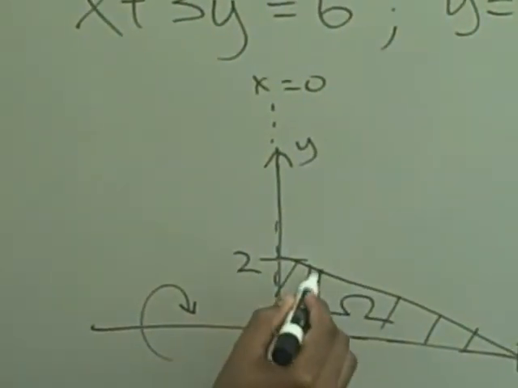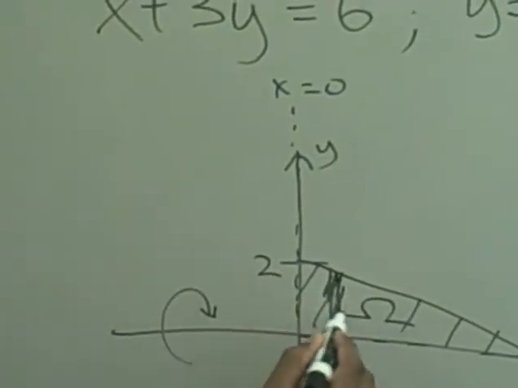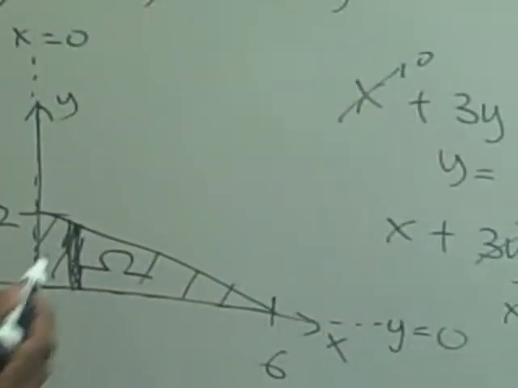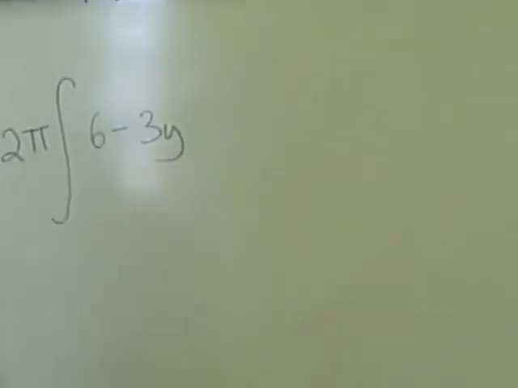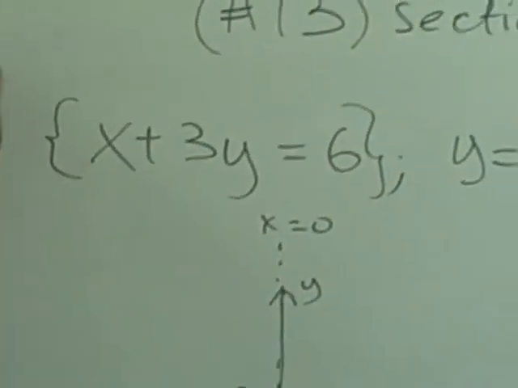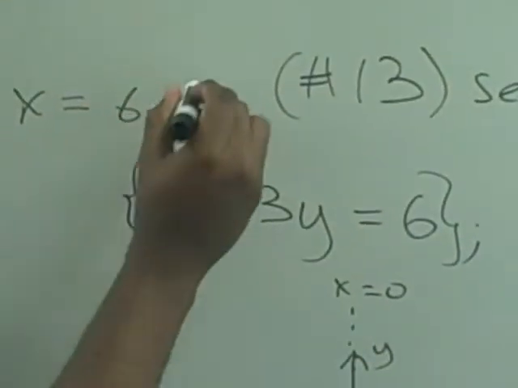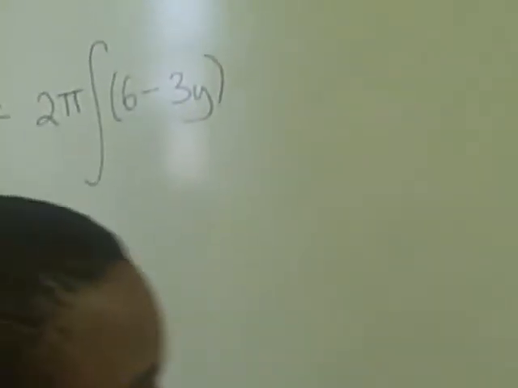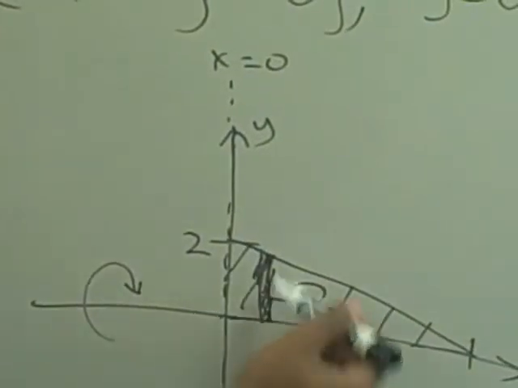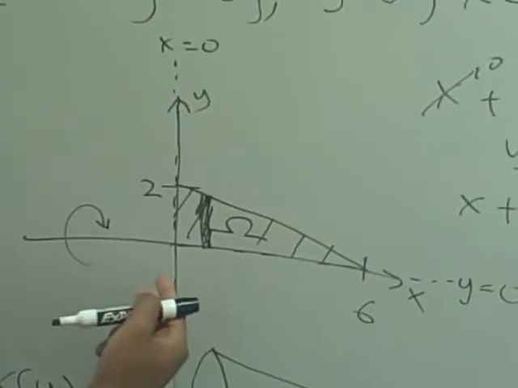So the height is going to be this, from the origin to the highest value of the graph, which is 6 minus 3y, because we have to make this equation in terms of x. So it becomes x equals 6 minus 3y. So basically we have 6 minus 3y, and as you can see, it's revolving directly at the x-axis.